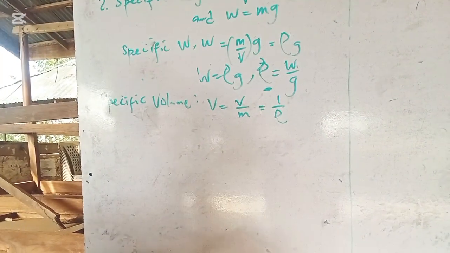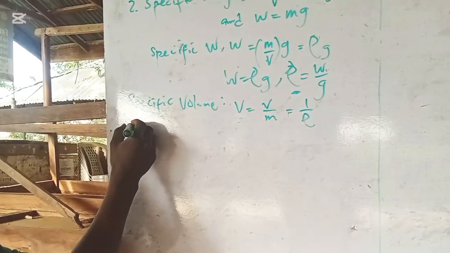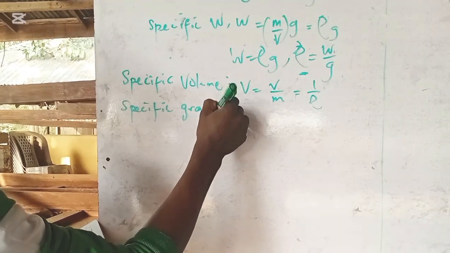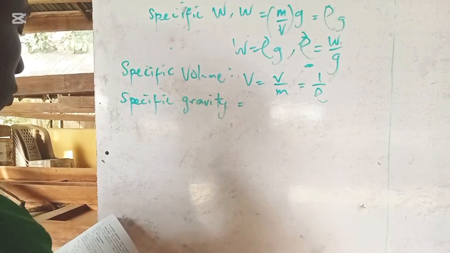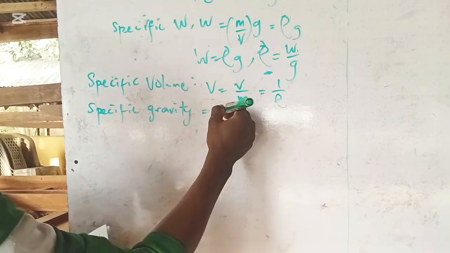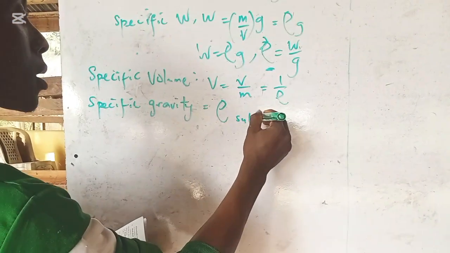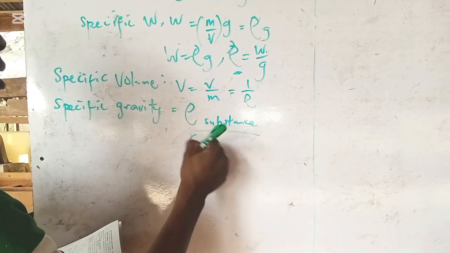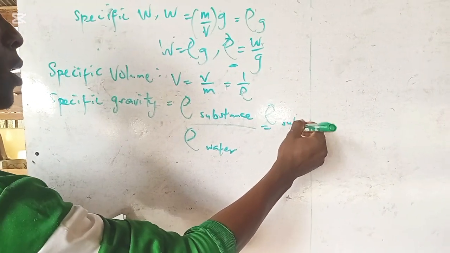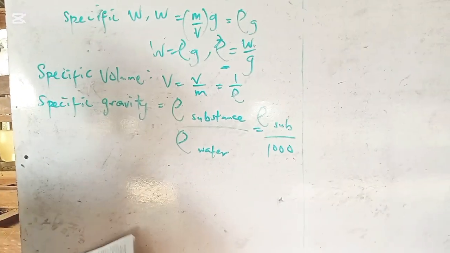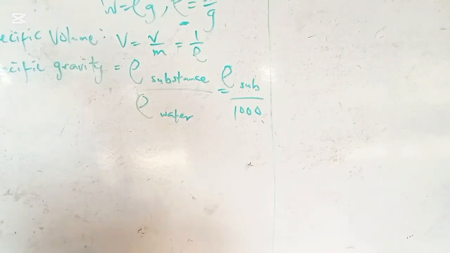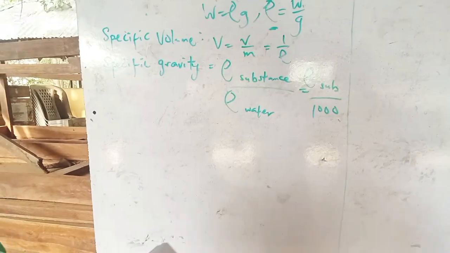And what do I have again? We have specific gravity also. Specific gravity is the ratio of the density of a substance over the density of water, which can also be said to be the density of the substance over 1000. So that is just the basic part of this.